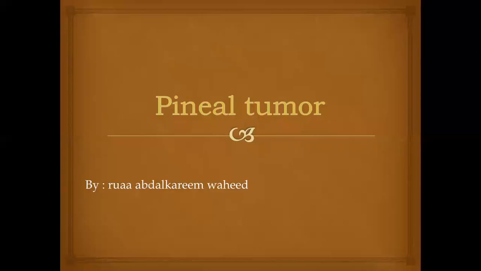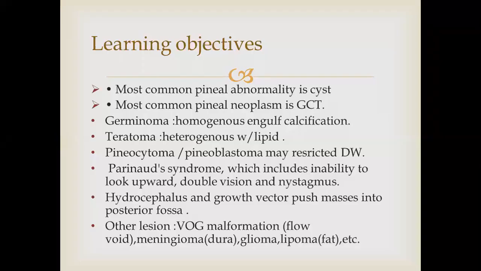Today about pineal tumor. Learning objectives: the most common pineal abnormality is pineal cyst. The most common pineal neoplasm is germ cell tumor. The most common of them is germinoma, which is homogeneous and engulfs pineal calcification. The next most common type is teratoma, which is heterogeneous with lipid.